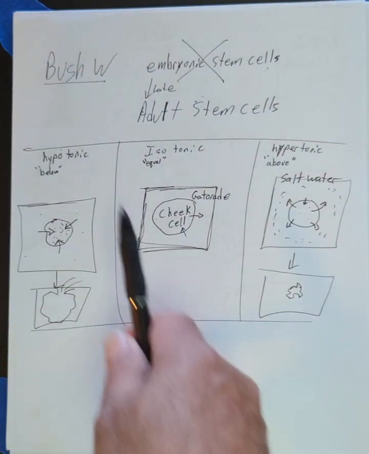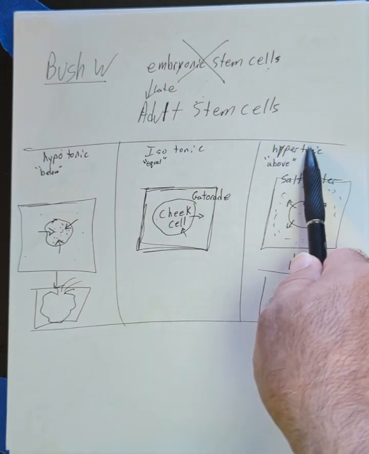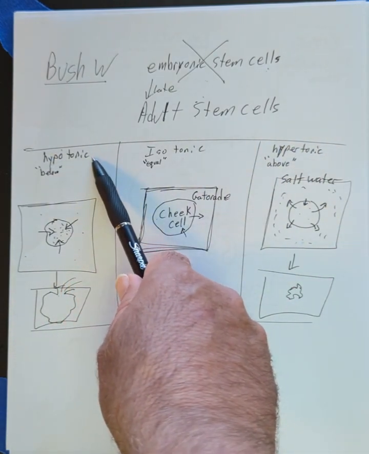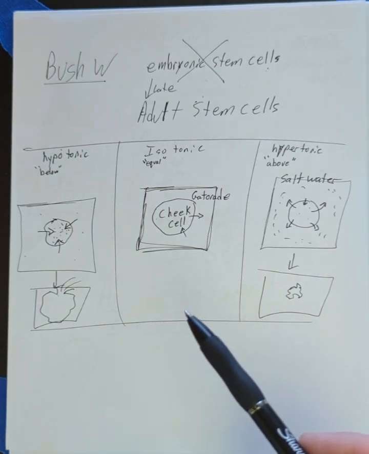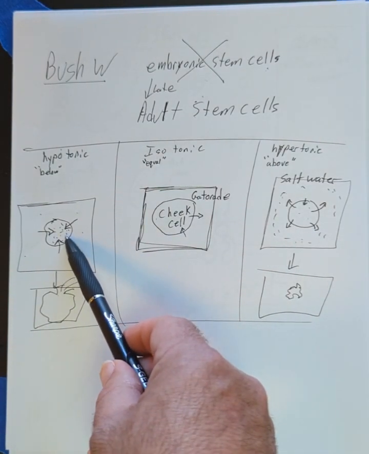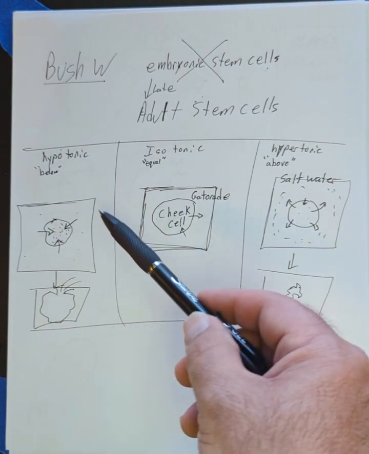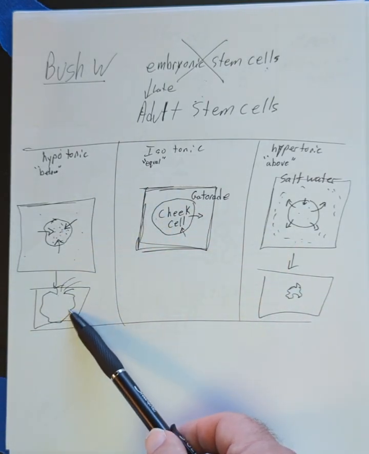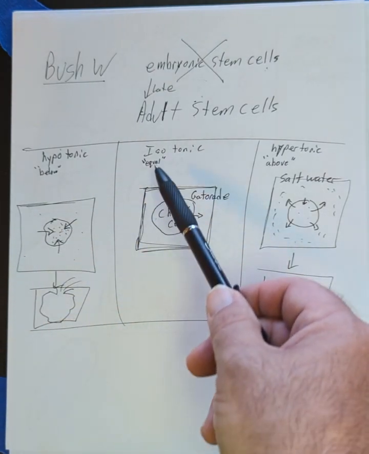We talked about hypotonic, isotonic, and hypertonic. Hypotonic solutions have a lower concentration than the cell that you put in it. So that means there's going to be more water flowing into the cell than out of the cell, and the cell will swell and rupture.